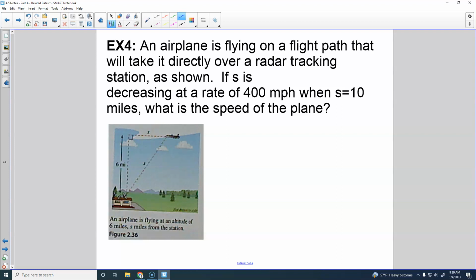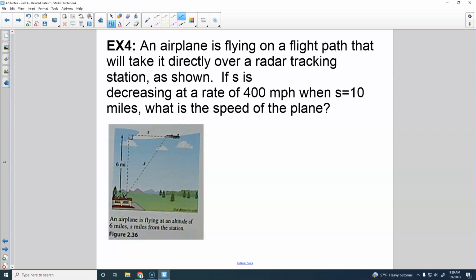So an airplane is flying on a flight path that will take it directly over a radar tracking station, as shown. If S is decreasing at a rate of 400 miles per hour when S equals 10 miles, what is the speed of the plane?